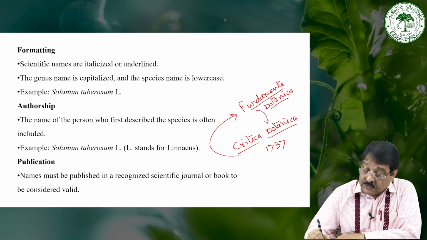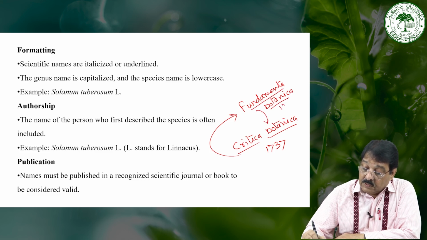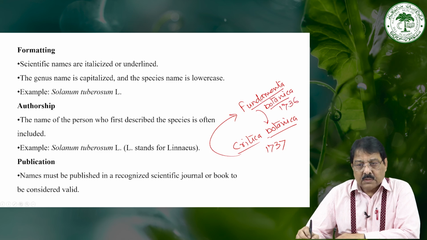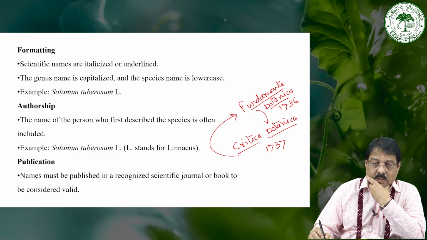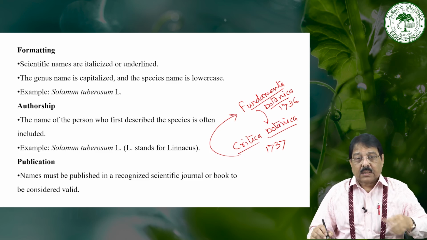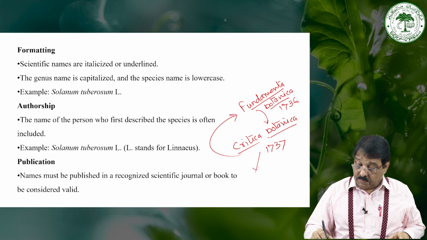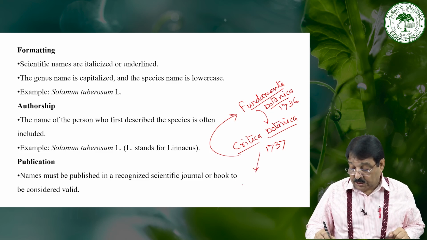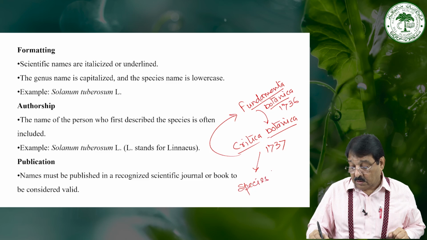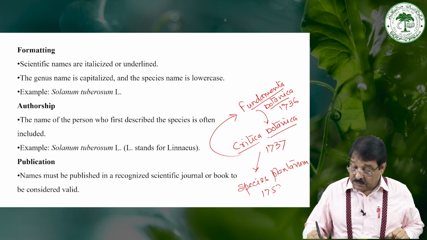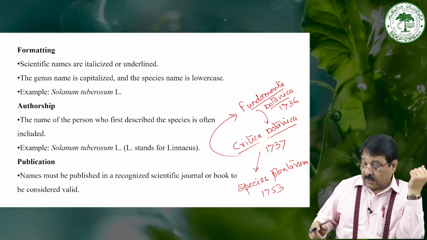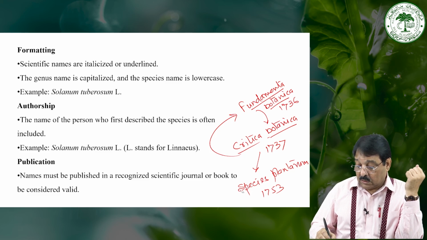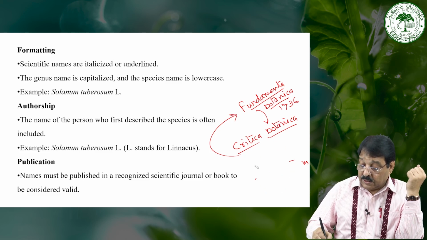This was the extension of the Fundamenta Botanica. It was published in 1736, and in Critica Botanica he gave certain rules about the binomial nomenclature, and then he described the plants in the Species Plantarum, published in 1753.